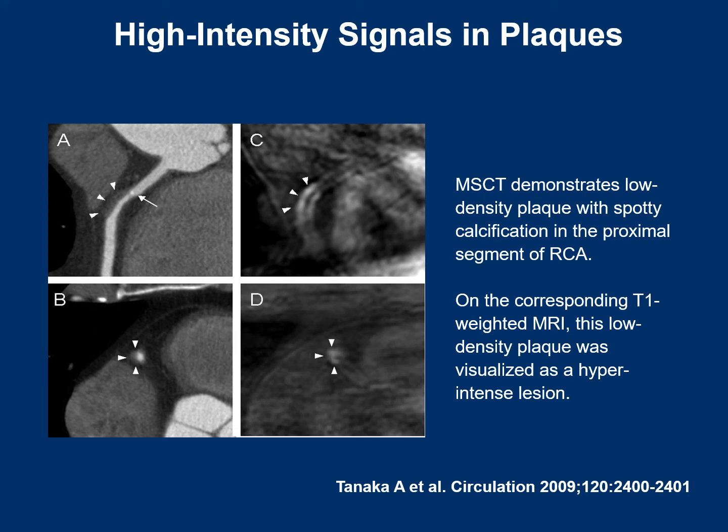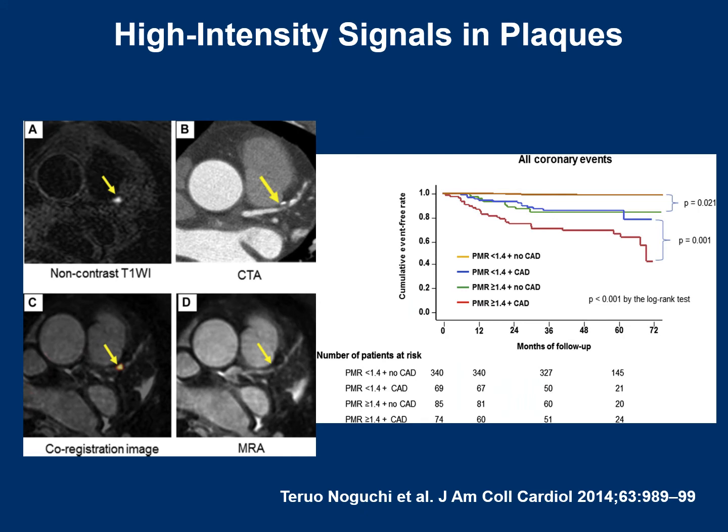This high-intensity signal in plaques detected by non-contrast T1 MRI has the potential to identify vulnerable coronary lesions. The major finding from the Japanese group is that the presence of plaque with PMR over 1.4 visualized by this non-contrast T1 technique is a significant and independent predictor of future cardiac events.